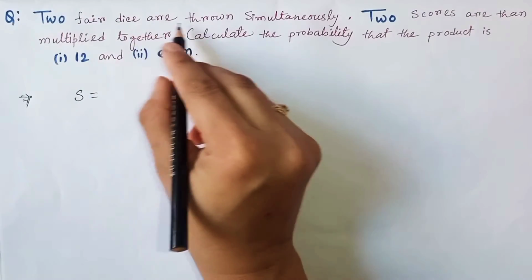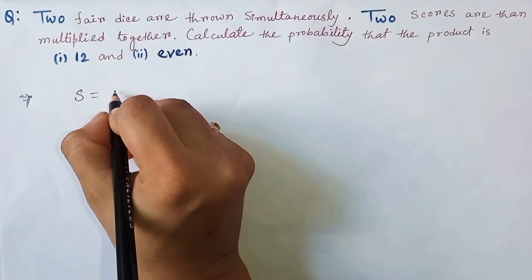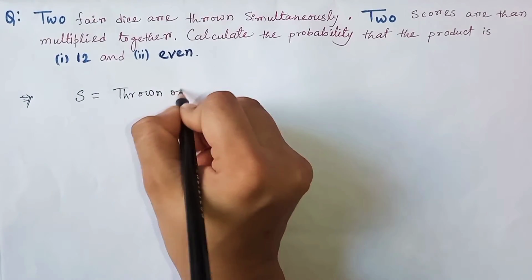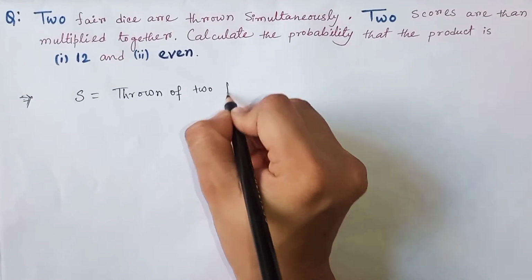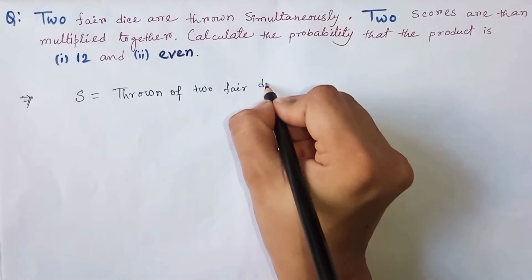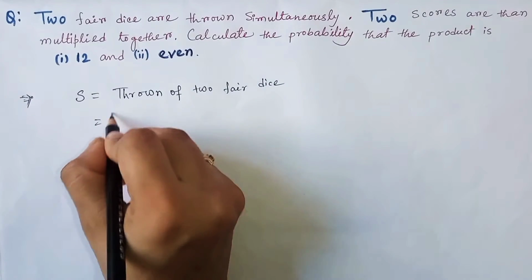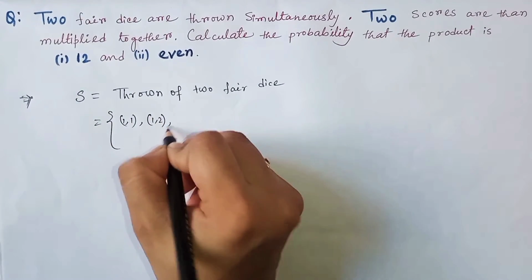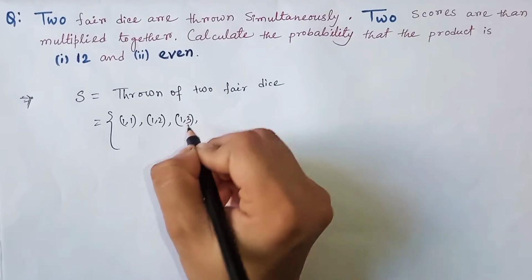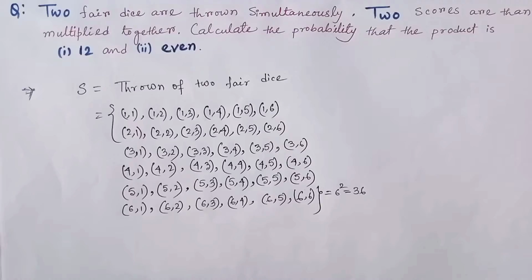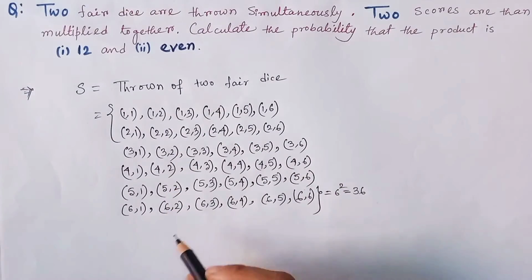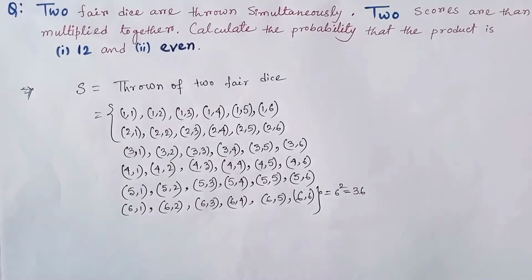Two fair dice are thrown simultaneously. So S is equal to the throw of two fair dice. Then the outcomes will be 1 1, 1 2, 1 3, and so on. So the outcomes are 6 squared, equal to 36. These are the possible outcomes of S.